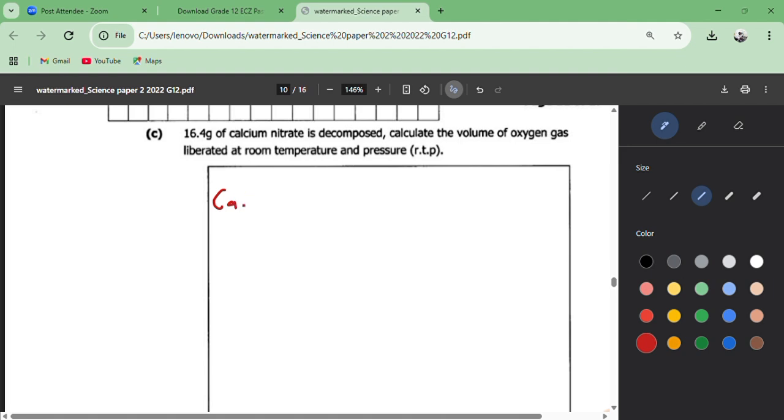The balanced equation: calcium nitrate, yes, we are getting the balance. Calcium oxide plus nitric oxide.